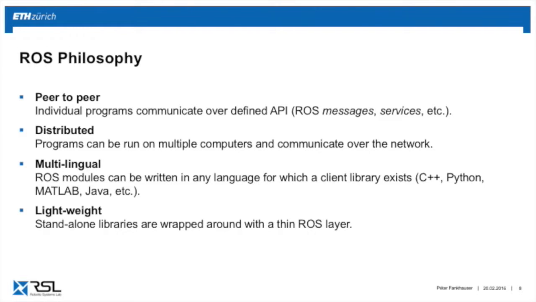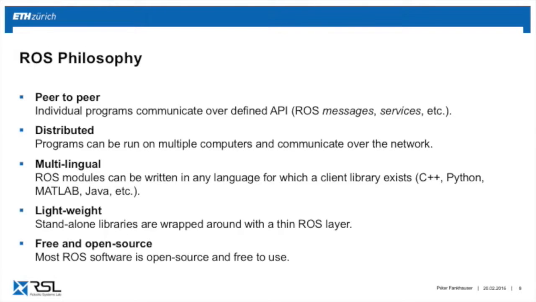It's lightweight in the sense that ROS does not provide all the algorithms. The idea is that you take existing standalone libraries and wrap them with the ROS layer such that you enable existing algorithms to communicate and work with other tools together on your robot. And finally, ROS is great because it's free and open source. So to the very core, you can dive in and check for things. And if you find a bug, you can do an issue or actually fix it yourself and do extensions of ROS.